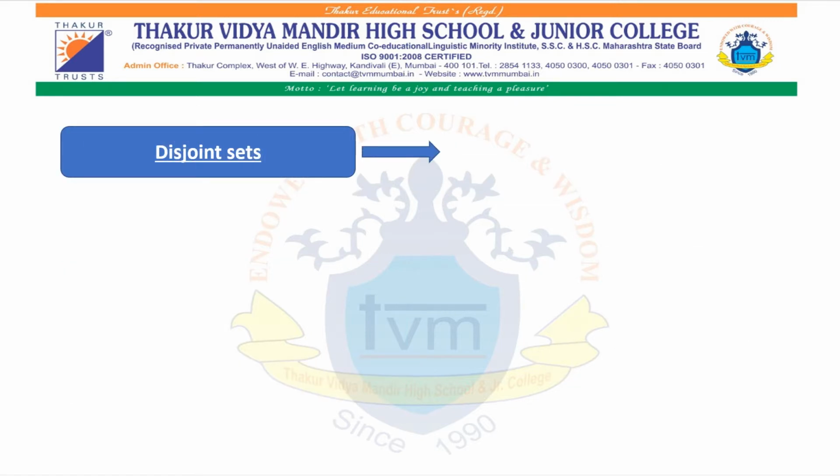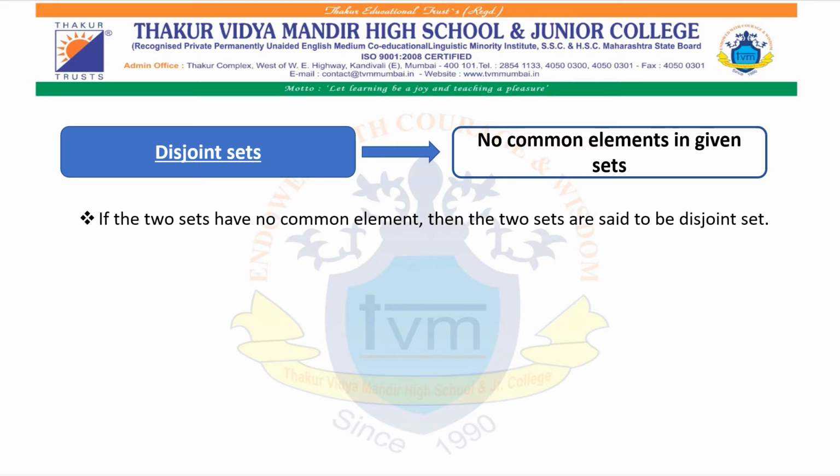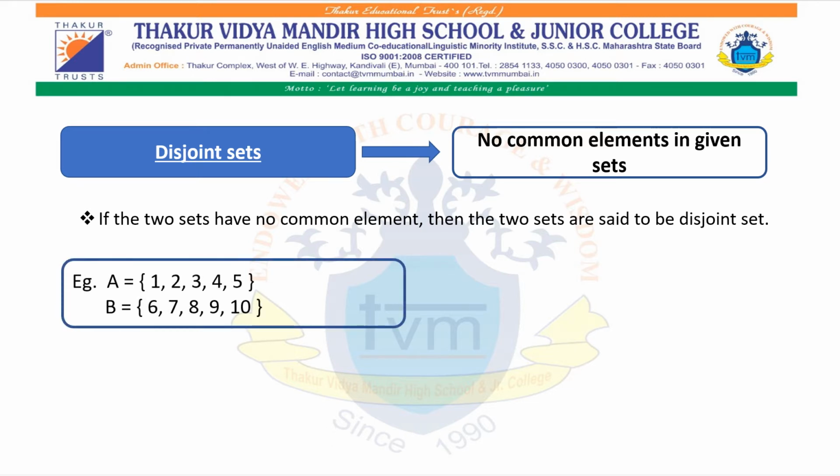Disjoint set. What is disjoint set? No common element in the given sets is called a disjoint set. If the two sets have no common element, then the two sets are said to be disjoint sets. Let us see one example.